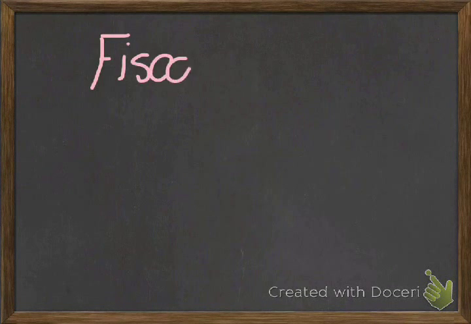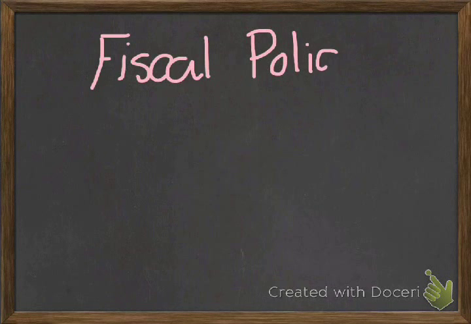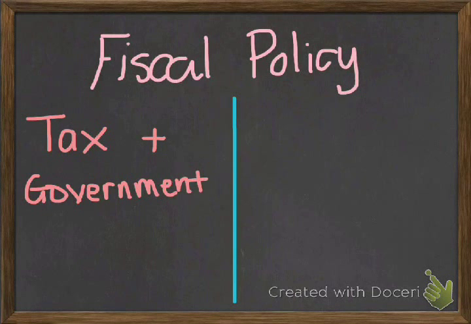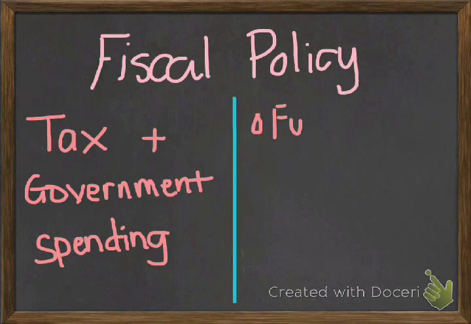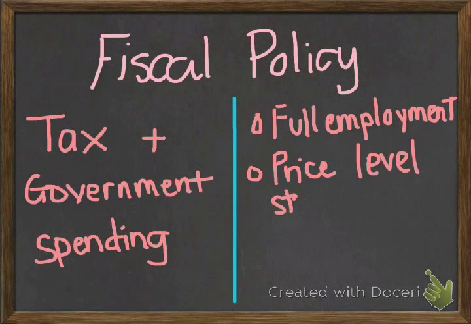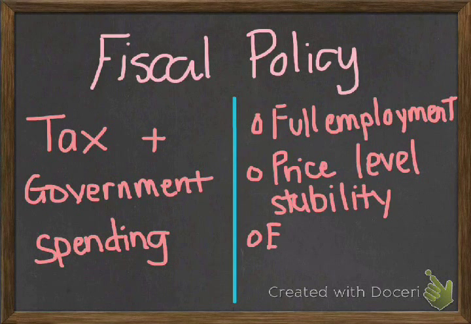So first of all, we need to know what fiscal policy is. The definition is when a government changes either the level of taxation or the level of government spending to promote the achievement of macroeconomic objectives. The objectives are full employment, price level stability, and the last one, economic growth.